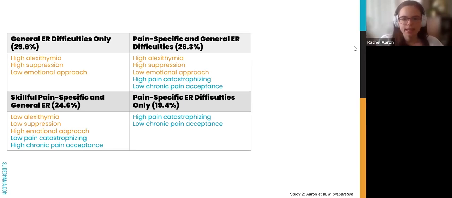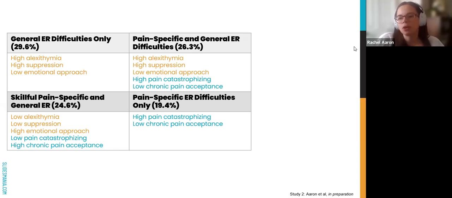So here we see, again, some not the best ways to regulate emotion: high alexithymia, high suppression, low emotional approach. And we also see high pain catastrophizing and low chronic pain acceptance. The next most common group, about 1/4 of our sample, were skillful in both pain-specific and general emotion regulation domains.